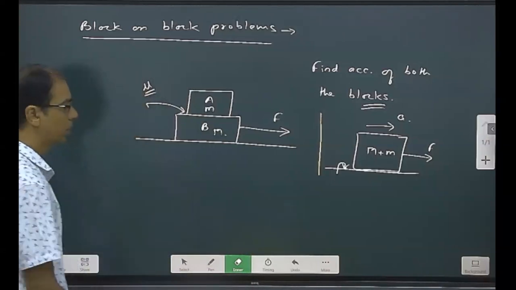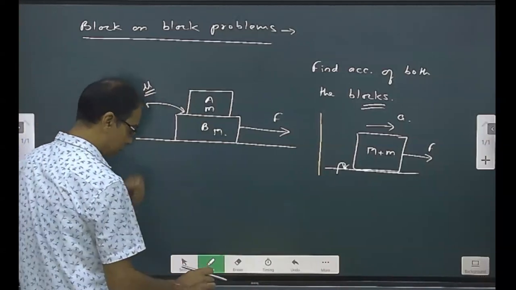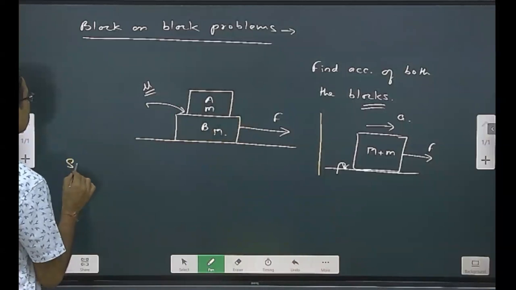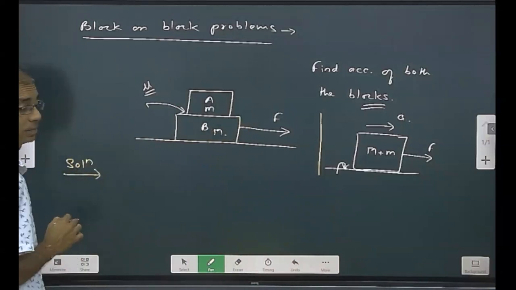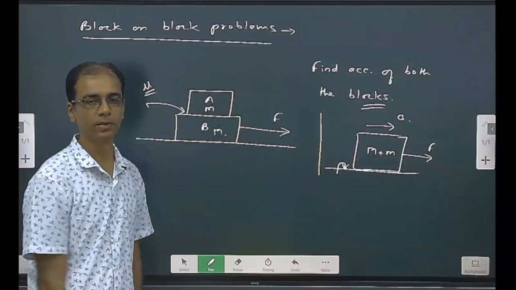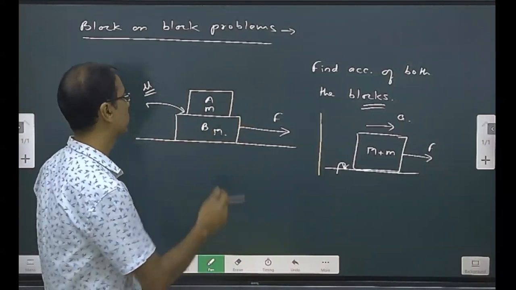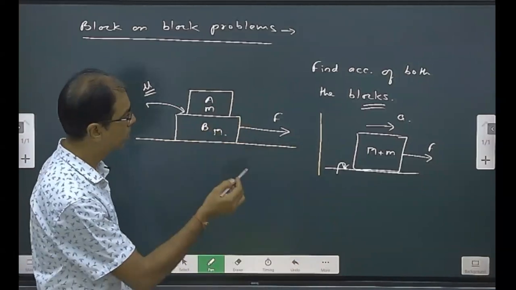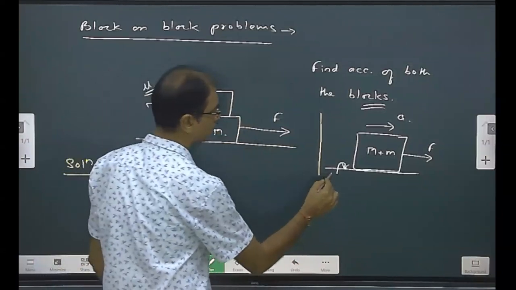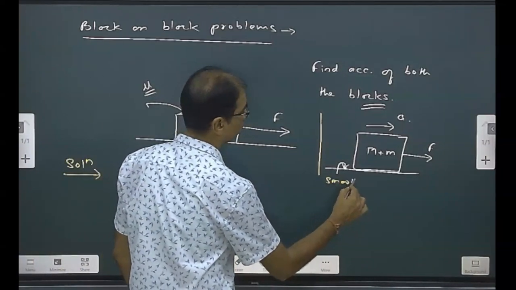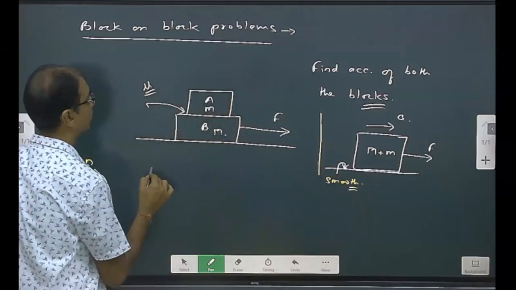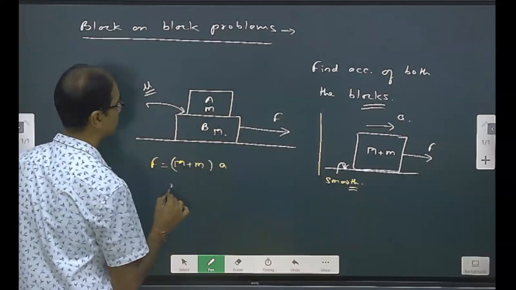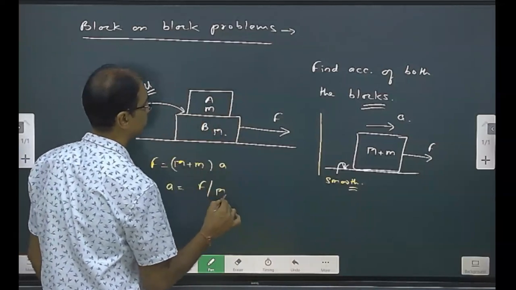Right. Okay. So the first step says that first find their common acceleration. If there is a common acceleration between the two, we can consider the total mass as m plus M, force applied is F. This is the smooth surface. So we can write very easily that F is equal to (m plus M) into a. And acceleration will become F by (m plus M).